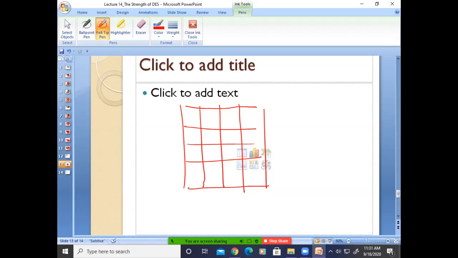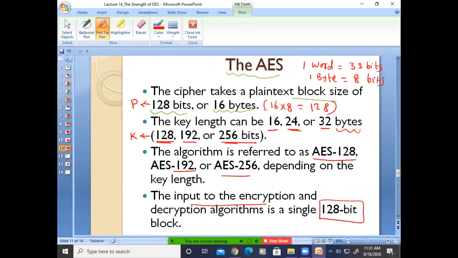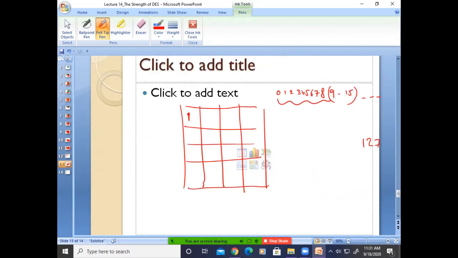Now see carefully. Bits 0, 1, 2, 3, 4, 5, 6, 7, then 8 to 15, etc., it will go to 127. So the first 8 bits, how many are there? So this is 16 bytes, 4x4. One byte will be stored here in this box. Then the second will not go row-wise; actually, it will go column-wise, okay? Then 5, 6, 7, 8, 9, 10, 11, 12, 13, 14, 15, 16. So column-wise they are stored in what we call a state array. It is called the state array, so input state array or output state array.